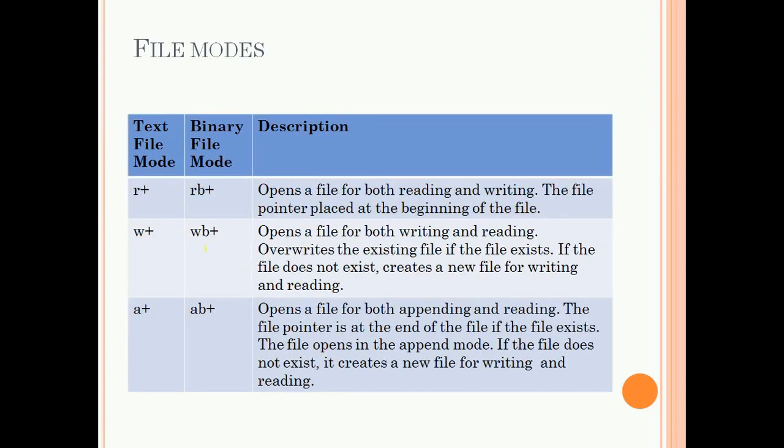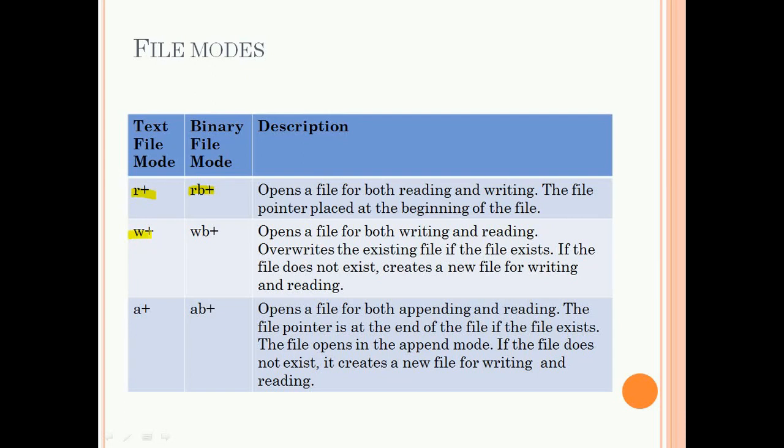Next, r+ in case of a text file, and rb+ in case of a binary file. Opens a file for both reading and writing. The file pointer is placed at the beginning of the file. Normally, using r+, we read from the file at first. After that, we can write in the file.